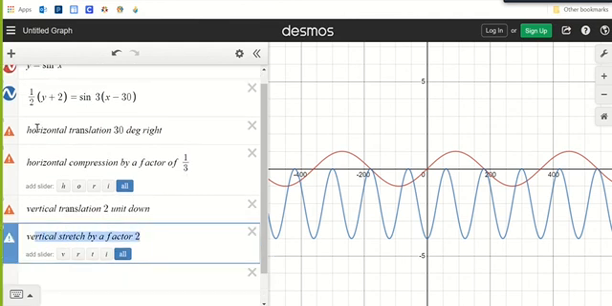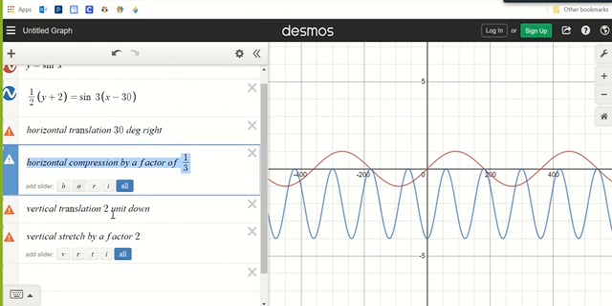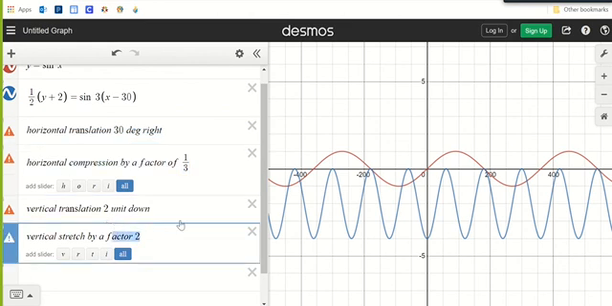It will look like these 4 bullets. Again, horizontals come first, verticals come second. And do the translation first and then the compression stretch later. Just do it in the order that you see right here.